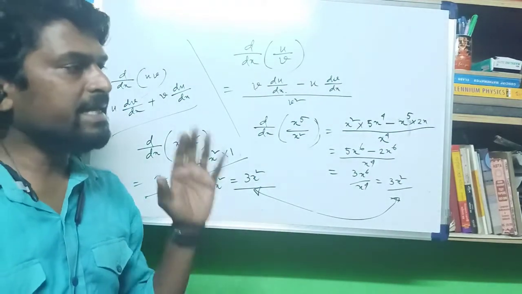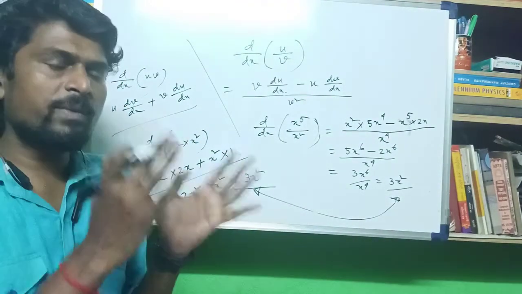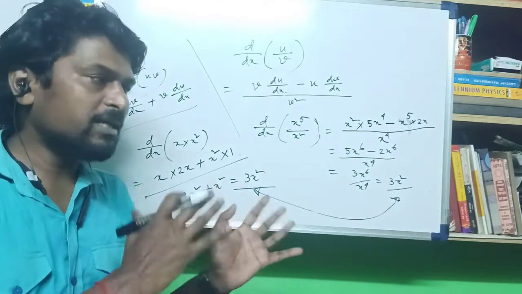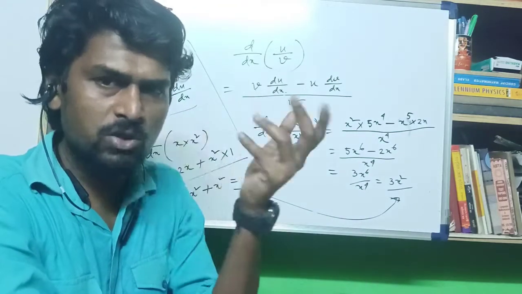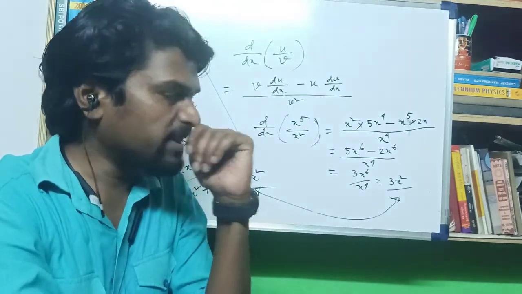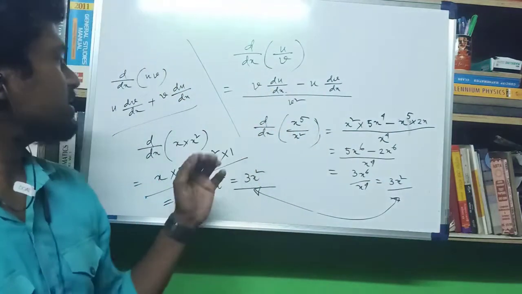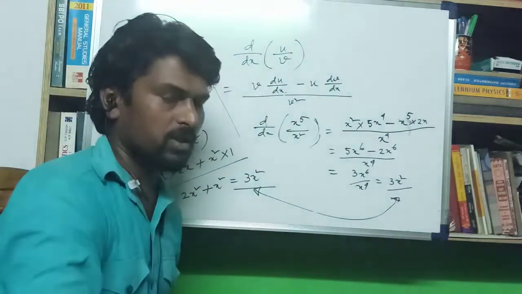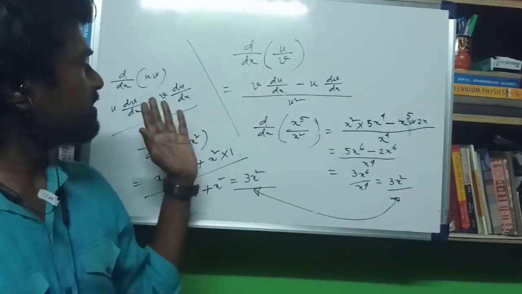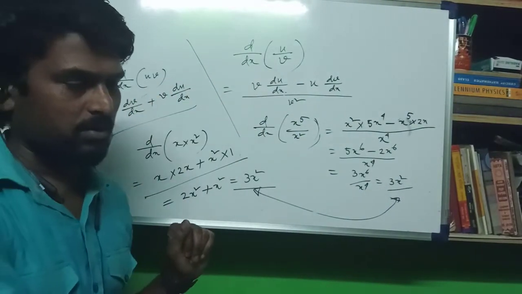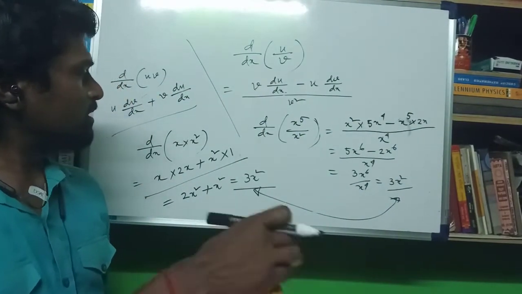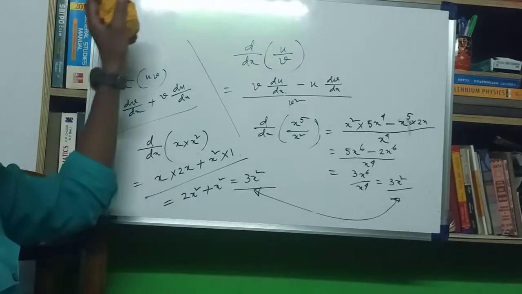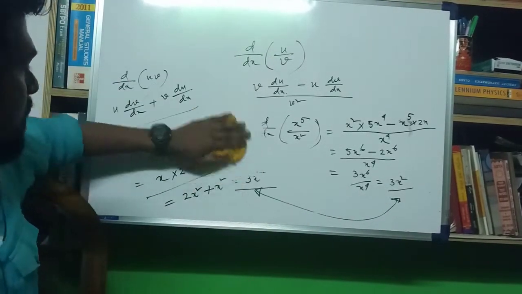Suppose d/dx of tan x equals sec square x, but d/dx of sin x by cos x, this is also tan x. But if we apply that particular derivative rule, then we apply the divided rule. So the rules are different. Is it clear? Okay.